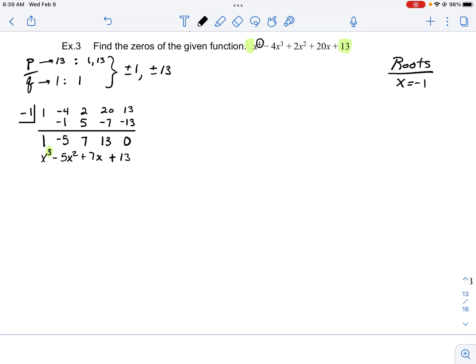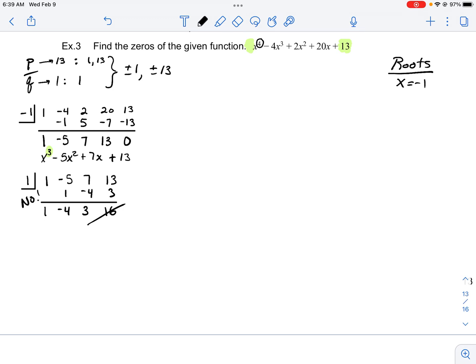So I now have 3 remaining options to try. Let's just try 1. That seems like a smaller value to work with. Maybe we'll hit the jackpot here. I don't have to start with my beginning values. In fact, I don't want to. I want to pick up from where I left off with my power of 3. So I'm going to use 1, negative 5x squared, the 7x, and the constant 13. 1, negative 4, 3, 16. No go.